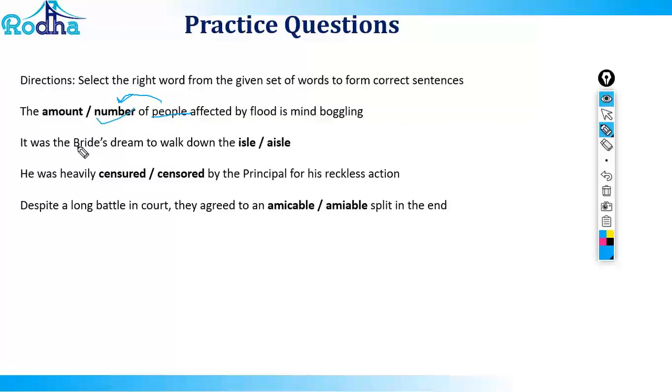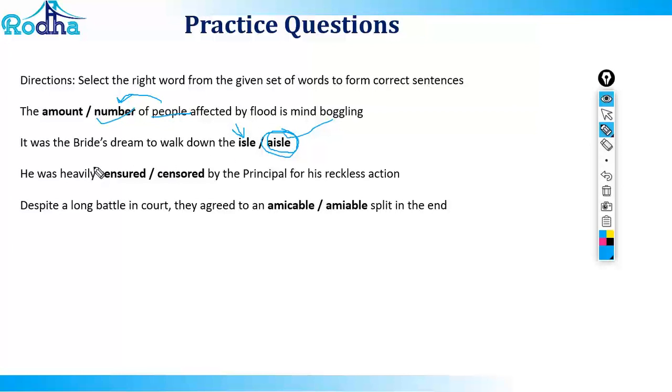It was the bride's dream to walk down the aisle. So these are again a pair of homonyms. It was the bride's dream to walk down the aisle. So this aisle refers to the passage that we're referring to, and hence it is the answer in this case. The other, isle, refers to an island. So an island is generally referred to as an isle with an I, but if it starts with an A, then it is referred to as a narrow passageway.